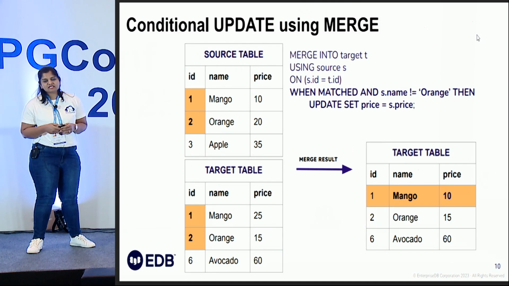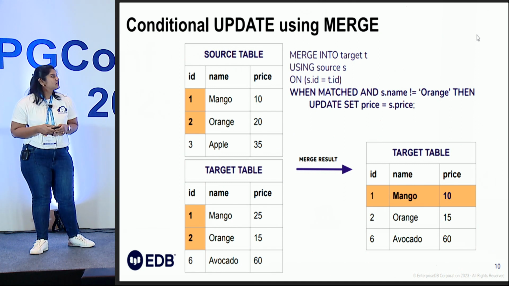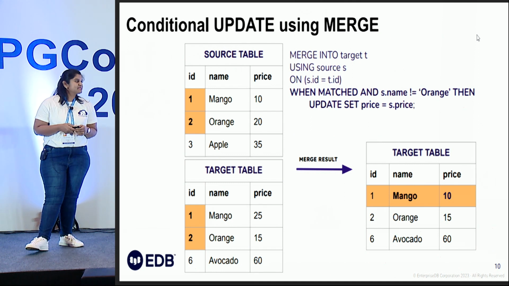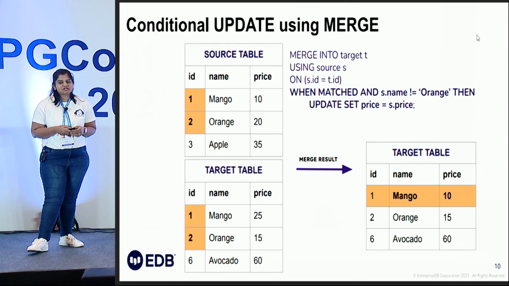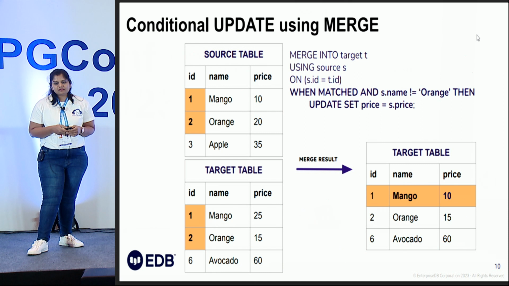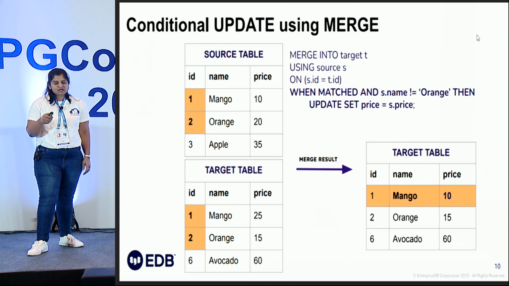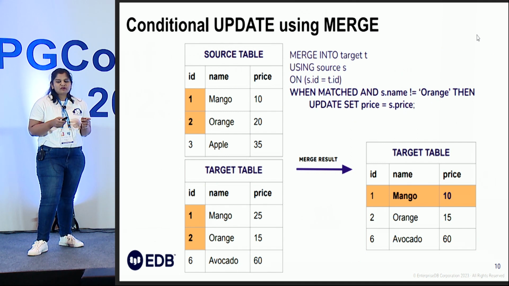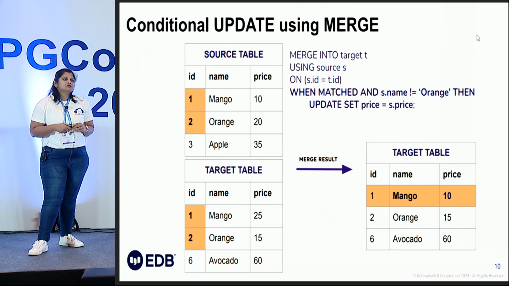Next is conditional update using merge. So here it is almost the same as the previous example, just that you have an additional AND clause after when matched. So it is when matched and source name is not orange, then update the target price. If you see the result, there are 2 matching rows, but out of which only one could meet the given AND condition. So only one of the records is updated in this statement.